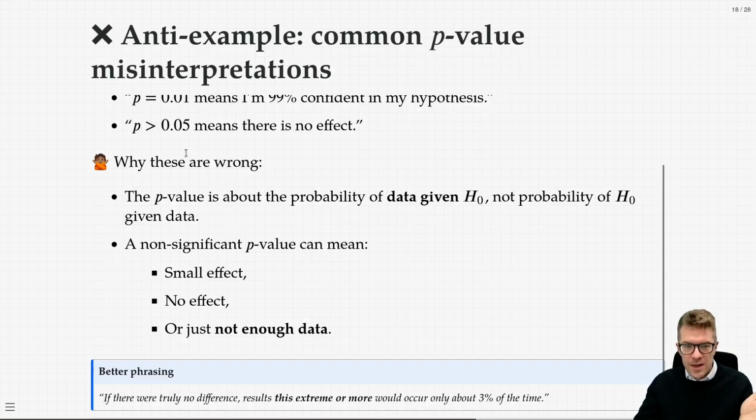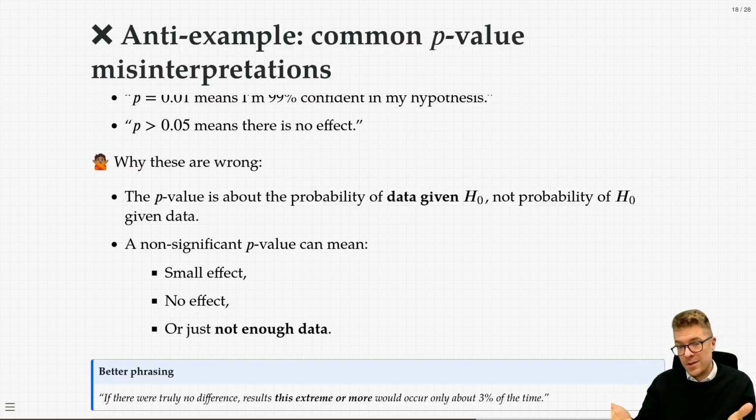So a non-significant p-value, a p-value that's very big, where this observation totally looks like what I'd expect under the H sub 0, the null hypothesis, can mean that there's a small effect. It can mean the drug actually works, or the coin is actually imbalanced. It's just hard to tell.